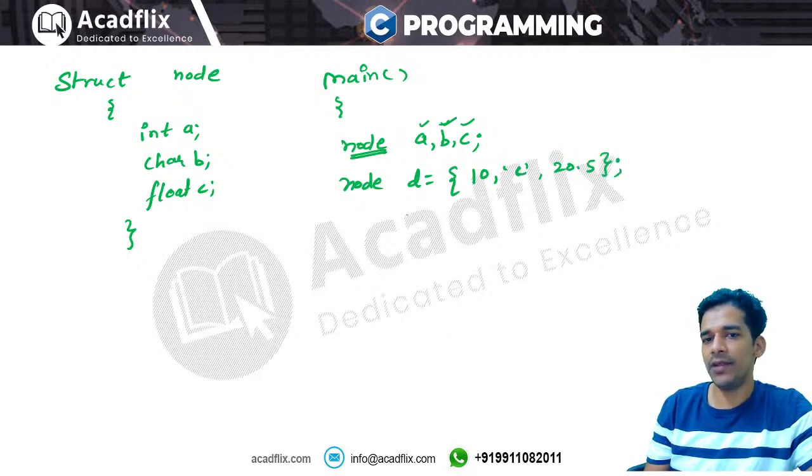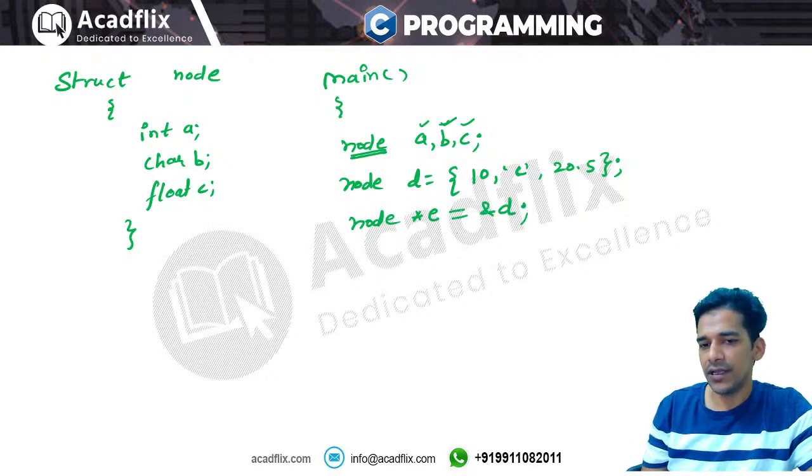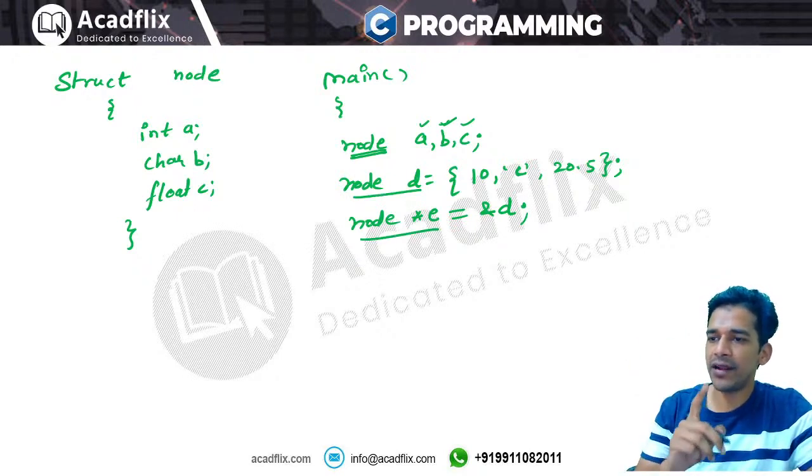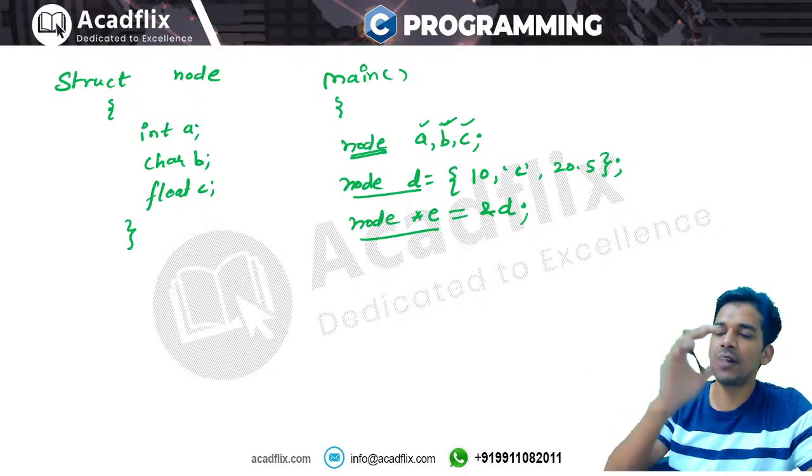Okay, and I am declaring a new variable. Let us say node star e, and I can say node star e equals address of d. What is the meaning of this? This means that we have declared a normal variable of node type, and we have declared a pointer type variable of the node type. Just like an integer pointer can keep only the address of an integer variable, node type pointer can keep the address of some other node.